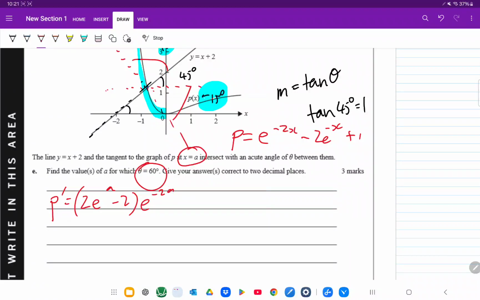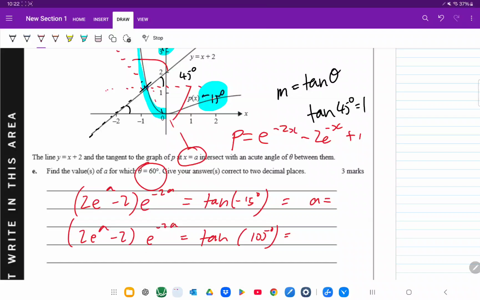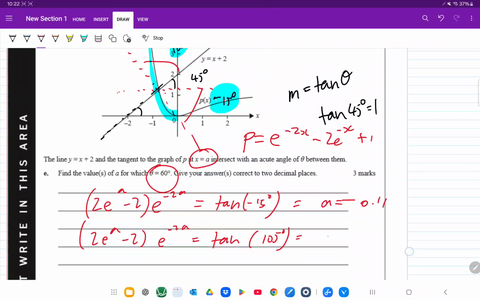Since that's the derivative, we're trying to work out where that equals tan negative 15 degrees. And the same thing, we've got 2e to the power of a minus 2e to the power of negative 2a is equal to tan 105 degrees. And when we solve these two on the CAS, we get a is equal to negative 0.11 and a is equal to negative 0.67.